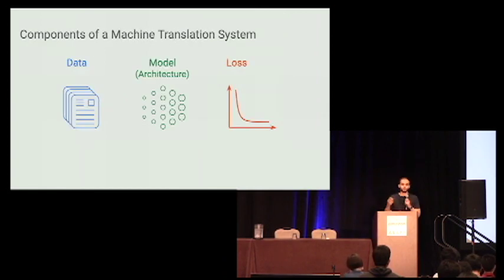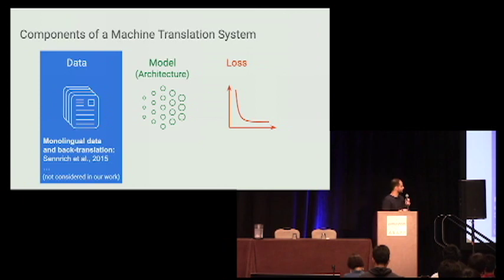All right, so how do we approach this problem? To understand, we can look at the components of the machine translation system, and the components are the data, the model or the architecture, and the loss function. Previous work has tackled the first component, the data, with approaches that leverage monolingual data, as well as back translation, as well as more recent methods, such as the one introduced in the previous talk. This is not the focus of this work.